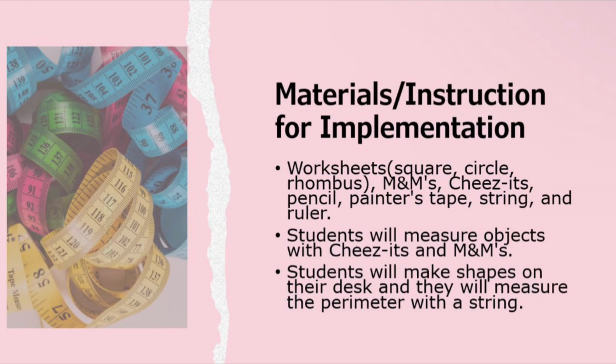For the materials, we will be using worksheets that contain the square, the circle, and the rhombus, the M&Ms, the Cheez-Its, pencil, painter's tape, string, and ruler. The students will also measure objects with Cheez-Its and M&Ms, and you can also give them manipulatives such as little bears or anything that you can find in your classroom. Students will make shapes on their desk and on the floor, and they will measure the perimeter with a string.